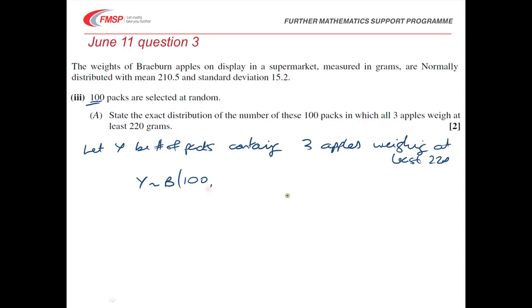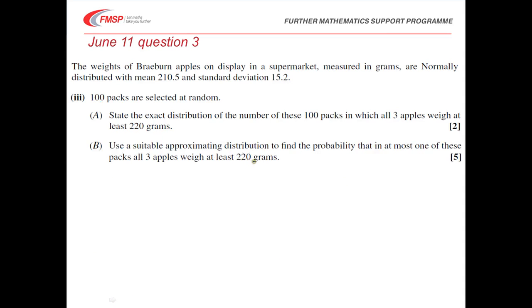there are 100 packs, and the probability that all 3 apples weigh at least 220 grams is this 0.0188 that we had previously. Okay, so you get two marks for that because you're stating the exact distribution. So you get 1 for stating it's binomial, and you get another mark for getting both of your parameters correct. Using a suitable approximating distribution, find the probability that in at most one of these packs all 3 apples weigh at least 220 grams. So I'm really looking for the probability that Y is at most 1. So Y is less than or equal to 1. That's what we're looking for.